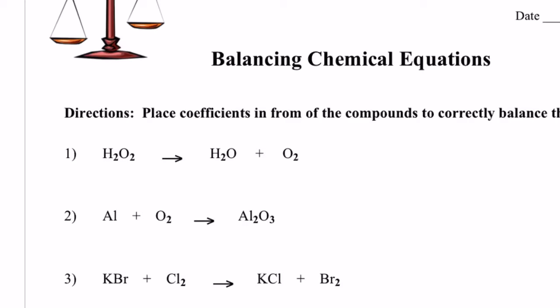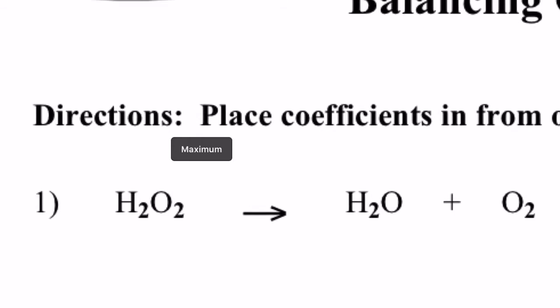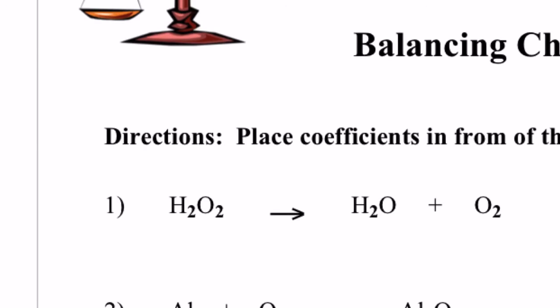So we have this balancing chemical equations sheet. Let's do some practice ones. We'll start with the first one. So we have peroxide over here, and that goes through a chemical reaction and turns into water and oxygen, an oxygen molecule. Now remember, the subscripts down here tell you how many of the element before it.